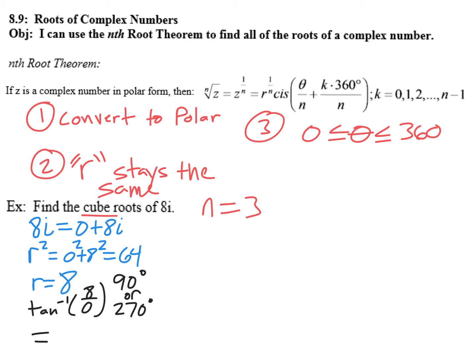If I think about plotting it on a graph, 8i is like up here. So it is 90 degrees is the angle that I'm looking for. If it had been negative 8i, I'd be looking for 270, okay? So we've got our complex number in polar form, okay? What we are going to do now, right, because that's z, make sure that's separate from this, okay?